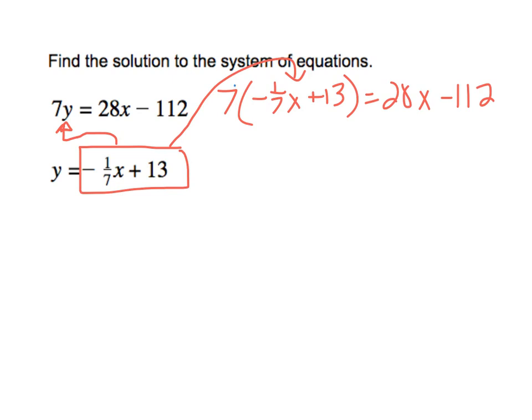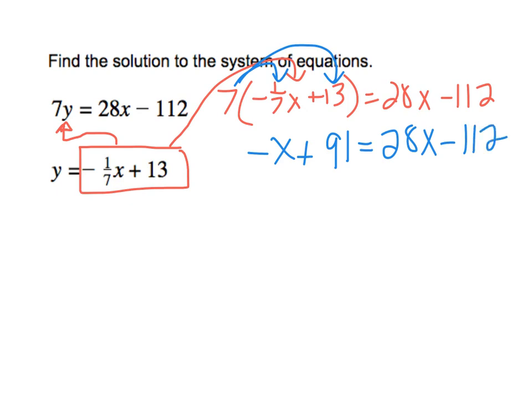So I've got 7, I'm going to have to distribute it times both of the values inside the parenthesis. So 7 times negative 1/7 is negative x. And 7 times 13 is plus 91. And that equals 28x minus 112.